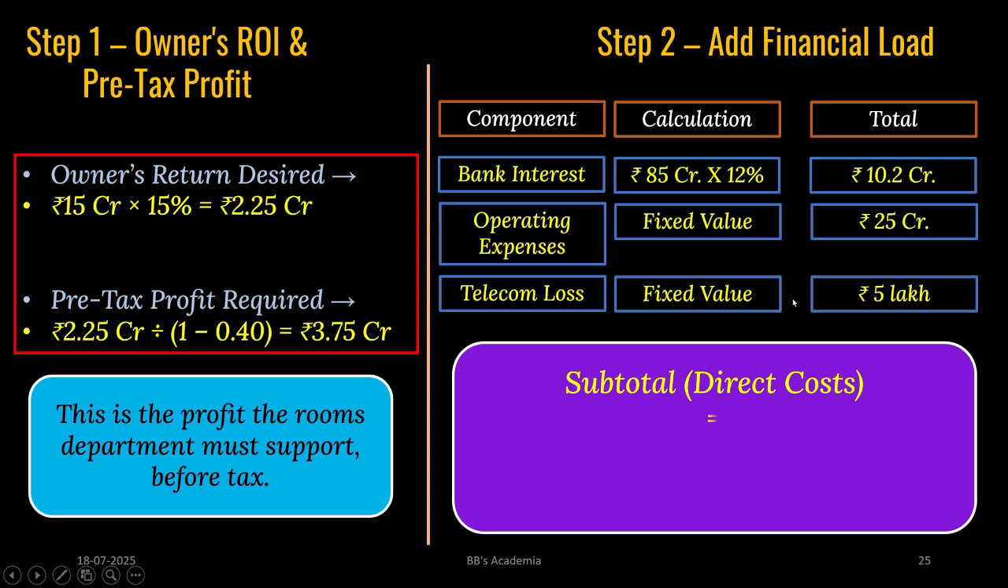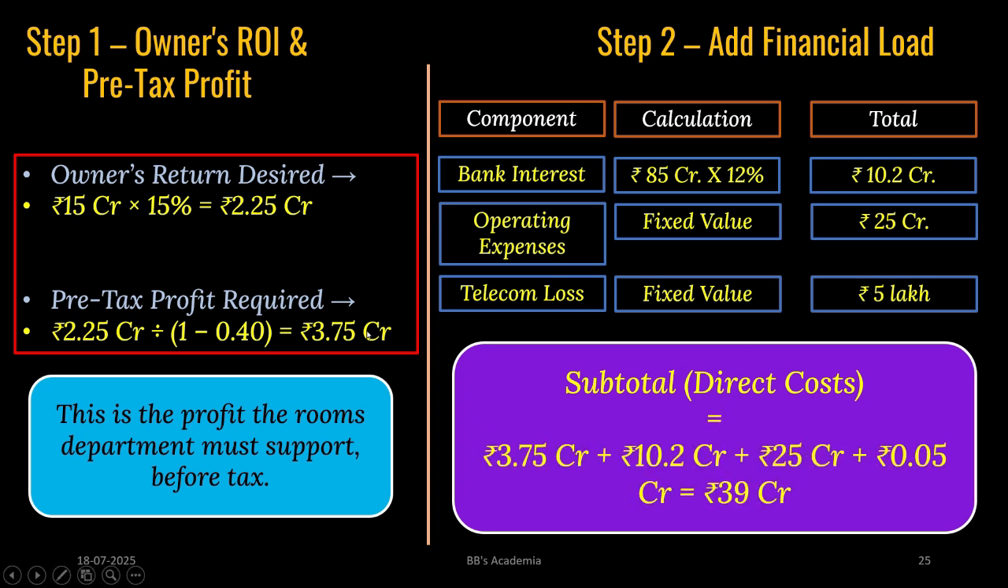That means 3.75 crore plus your bank interest 10.2 crores, operating expenses already given 25 crores, and your loss on telecom 5 lakhs. If you consider all these as direct costs, it comes to 39 crores. Fine. Any question till now? If not, let's proceed. If you have a question, put it in the comment box so that I can clarify it further. Okay? Fair enough.